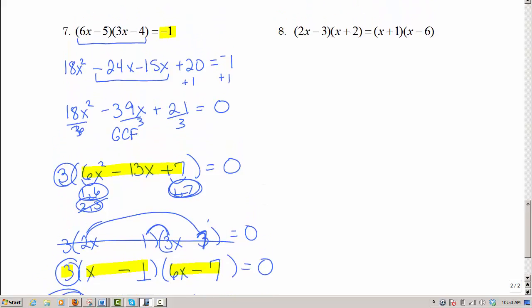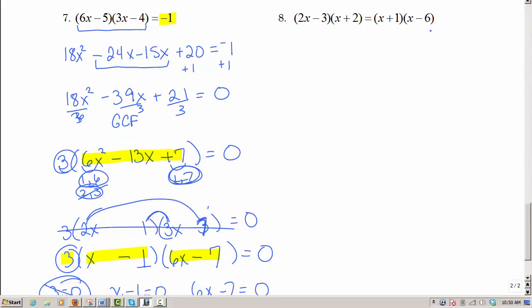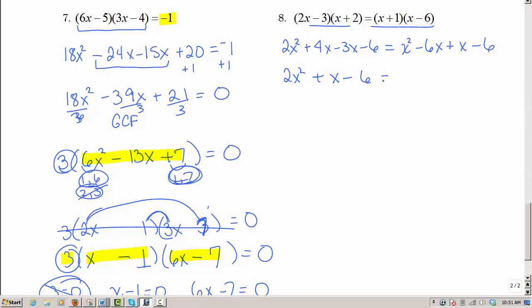Number 8, last example, longest problem. Okay, so again, it's not equal to 0. We have to FOIL all that out, get it to one side. It's a lot of work. Let's just dig in. So we're going to FOIL. FOIL on this side, meaning using my distributive property. Then I'm going to collect like terms. Putting my middle terms together.